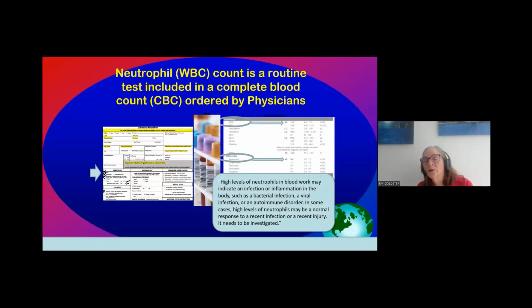Well, neutrophils. Remember, I mentioned neutrophils over and over when we're talking about periodontal disease. Neutrophils were out there as the first responders. And look at this. When it comes to physicians, and we are, as I mentioned, the physicians of the oral cavity, they use neutrophils as a routine test in a complete blood count and a urine test. So high levels of neutrophils in blood work may indicate an infection or inflammation in the body, like a bacterial infection, a viral infection, autoimmune disorder. And a high level of neutrophils is not normal. And it might indicate that the patient is responding to a recent infection or injury, and things should be investigated. So, possibly, neutrophils could be the answer we're looking for as an ideal biomarker.